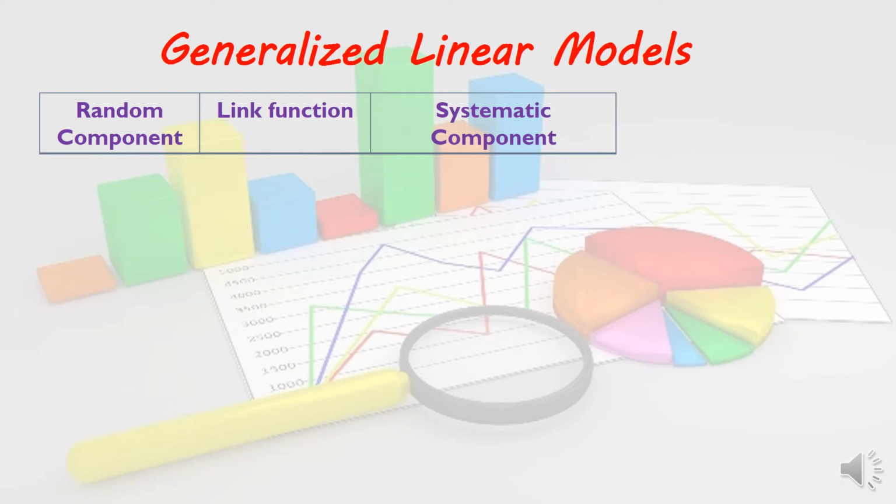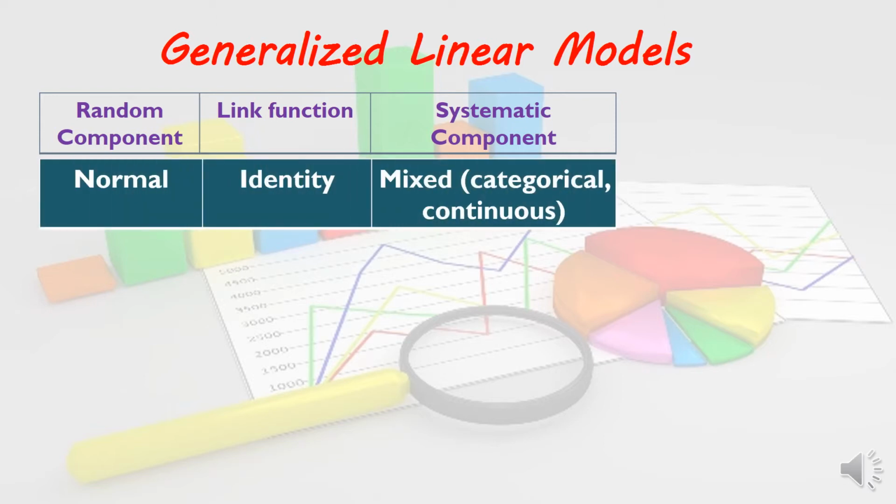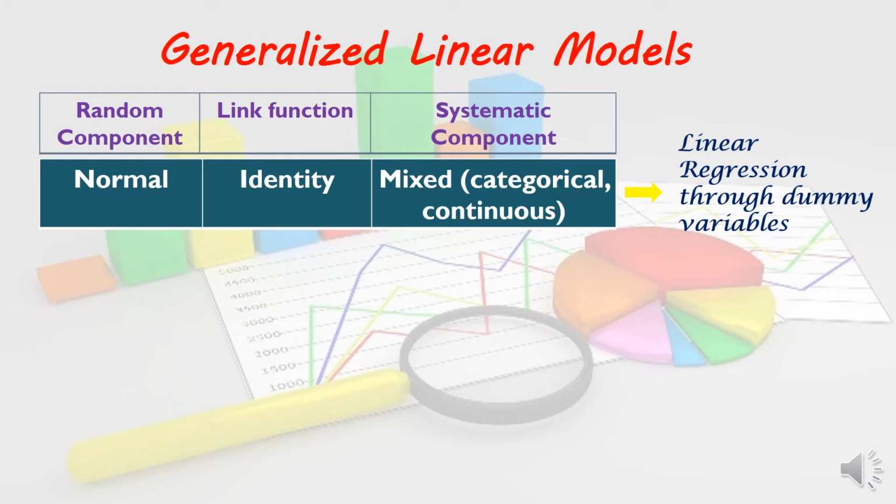Now let's see what types of generalized linear models can be applied for statistical analysis. When our response variable is normally distributed, and the independent variable is continuous and/or categorical, using the identity link function we can fit a linear regression model. When having categorical variables, we have to fit the regression through dummy variables.